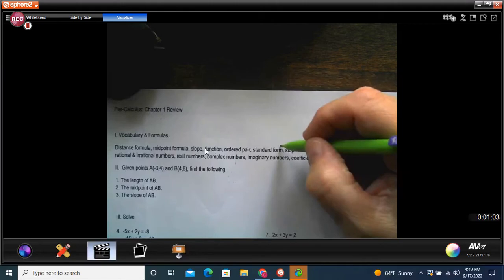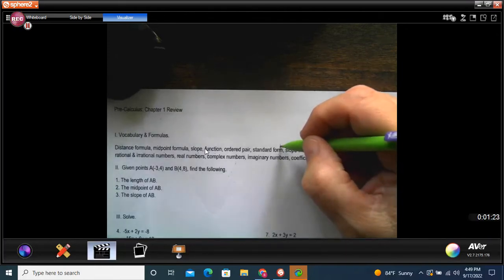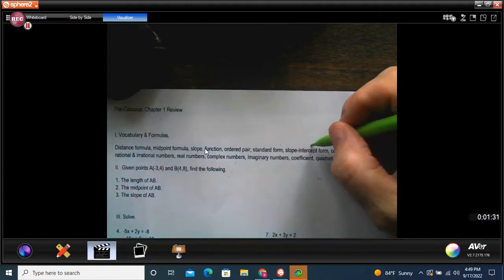Standard form. After the Euler's line project, I think we were still struggling with standard form, some of us. But standard form is ax plus by equals c. A, b, and c have to be integers, and a has to be a positive integer. So on some of your Euler line projects where you had the leading coefficient as being negative, that's not standard form. Okay. Slope-intercept form, y equals mx plus b.